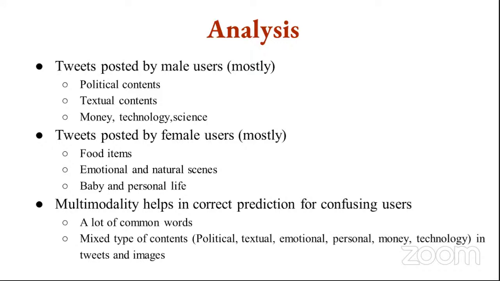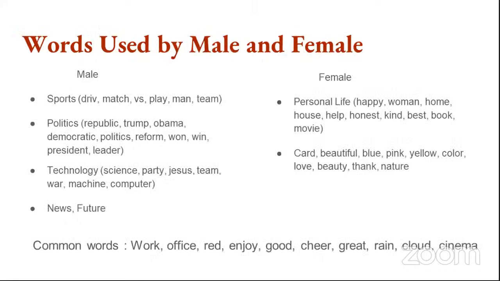And multimodality, like the image information, indeed helps us in correctly predicting the confusing users, because sometimes text may be the same. So text written by the male and the female are the same, but by seeing the images, we can easily infer whether the particular author is male or female. Because there are a lot of common words and mixed types of contents, in that case images can help us to predict the author.